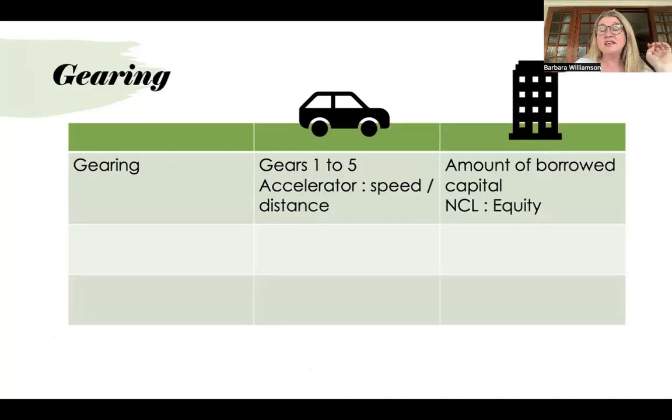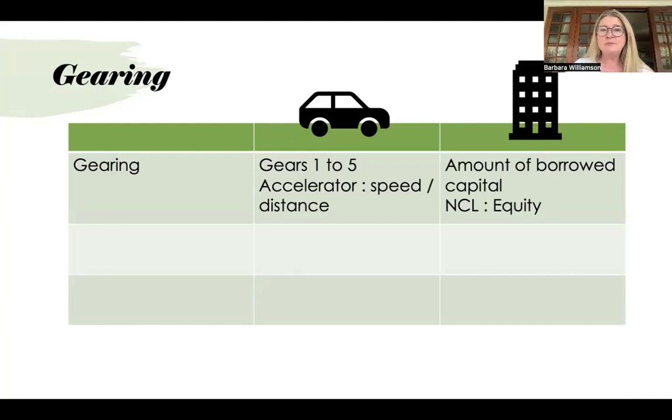Right, we're now going to look at gearing. Most of you are probably already learning to drive or driving already. Some of you might even have your driver's license. So I'm hoping that a car analogy will make sense to you. If it doesn't, go talk to a friend who can drive and they'll explain it.